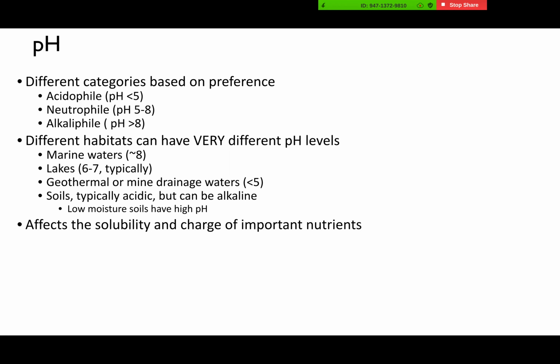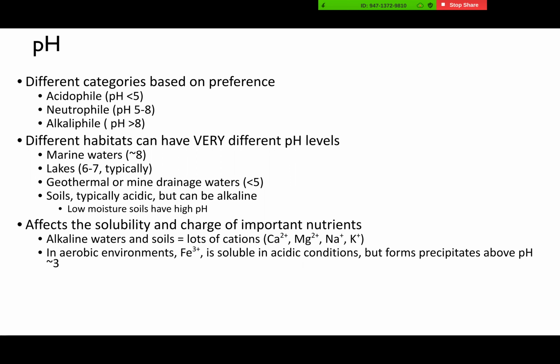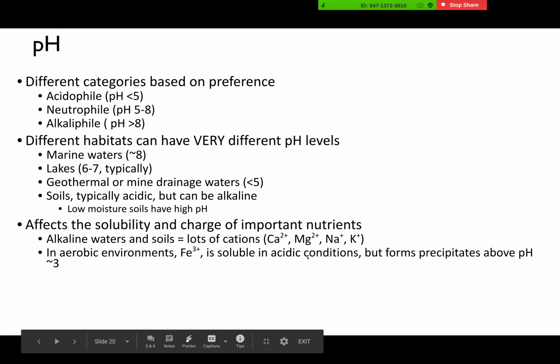But ultimately, pH affects the solubility and charge of important nutrients. So what do I mean by that? Well, alkaline waters and soils have lots of charged ions, so cations here, sodium and potassium and calcium. In aerobic environments, iron 3 is soluble when it's acidic, but forms precipitates above pH of 3. So if you're an iron reducing bacteria, you want to live where it's acidic.